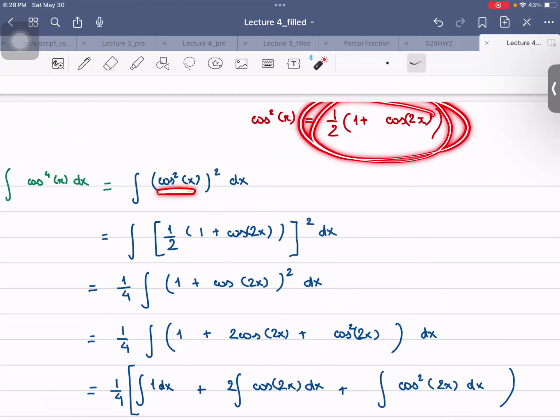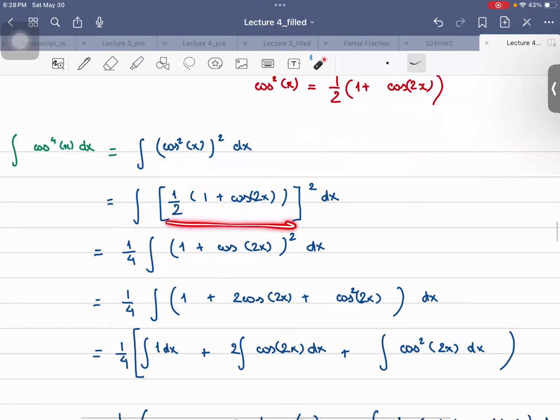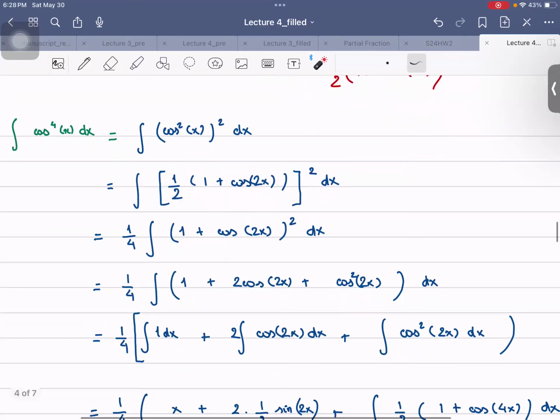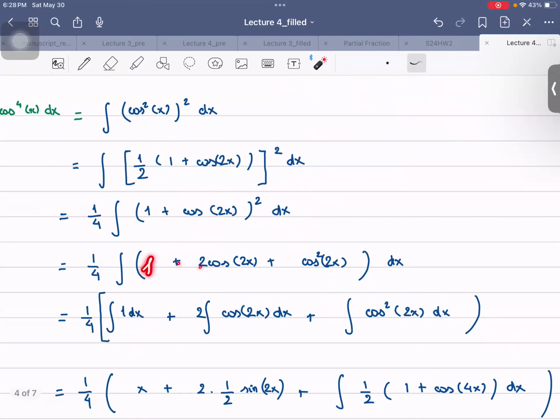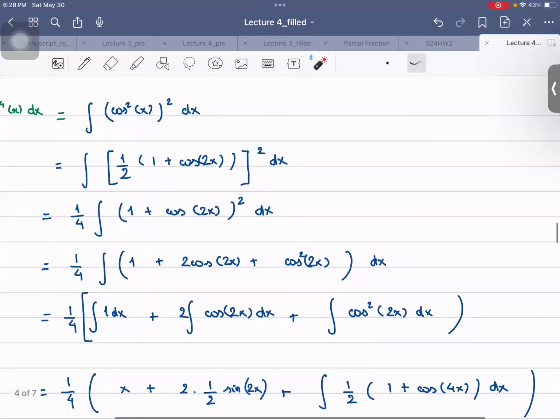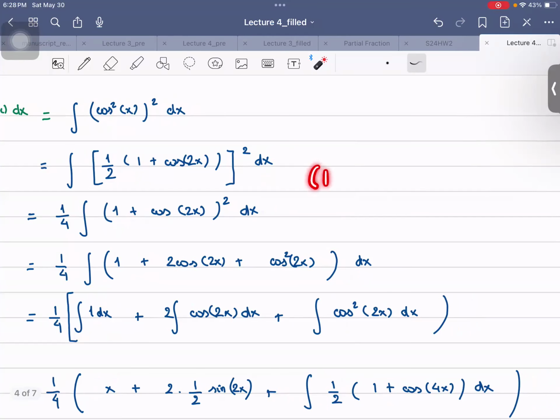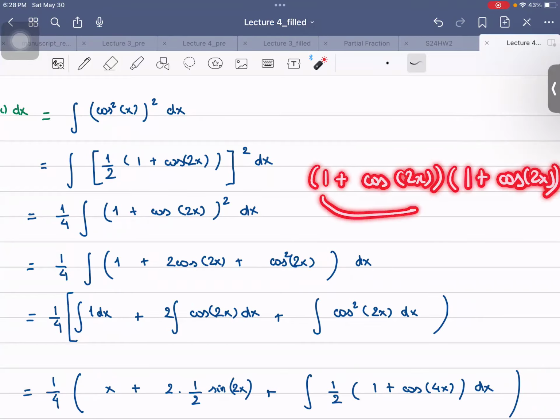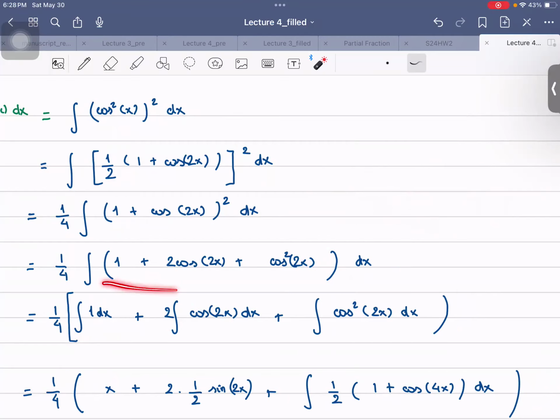I just replace cosine squared by the doubling property of the trig function. After that, I have 1/2 and I square it, so I have 1/4, times (1 plus cosine of 2x) squared. Then I expand the square. I'm going to have 1 plus 2 cosine of 2x plus cosine squared of 2x. You can check this by simply taking (1 plus cosine of 2x) times (1 plus cosine of 2x). If you distribute and simplify, you're going to have these terms.